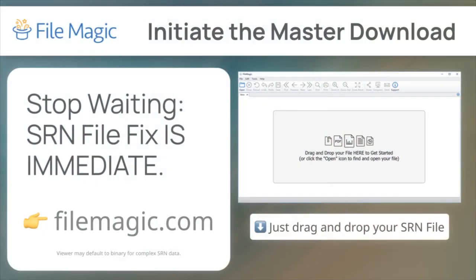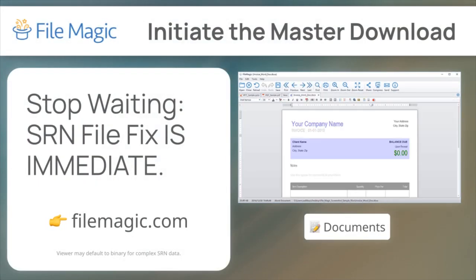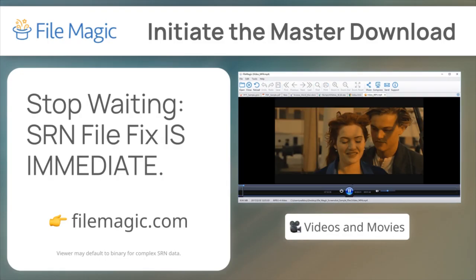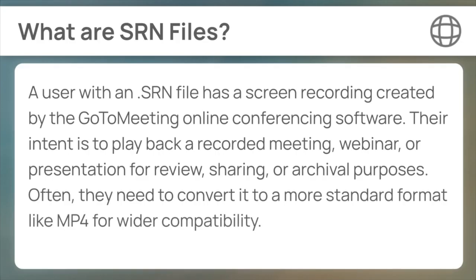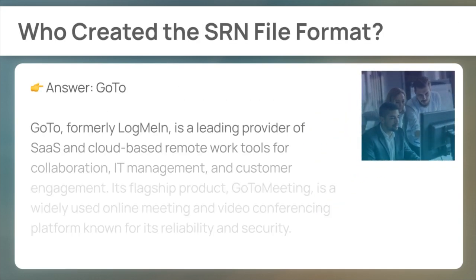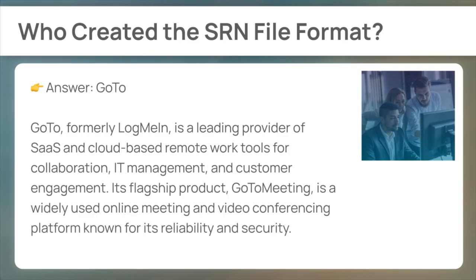If the standard fixes fail, I have a plan B, a proprietary technique that almost always works on stubborn SRN files. A user with an SRN file has a screen recording created by the GoToMeeting online conferencing software. Their intent is to play back a recorded meeting, webinar, or presentation for review, sharing, or archival purposes. Often, they need to convert it to a more standard format like MP4 for wider compatibility.